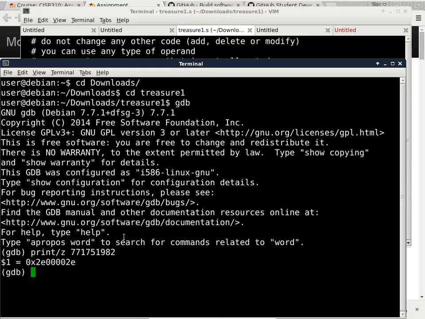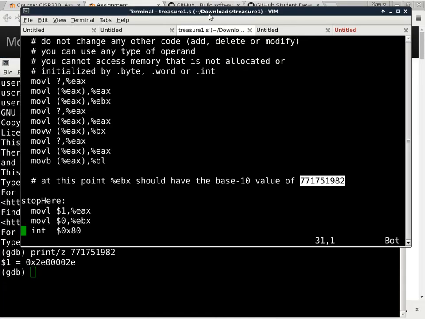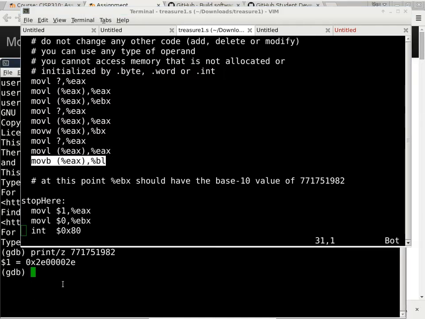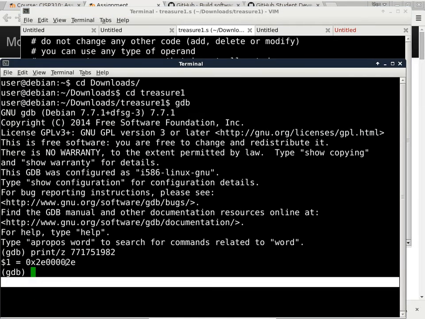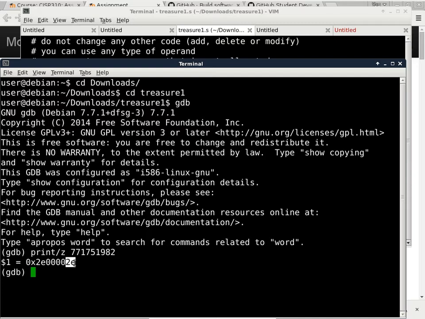Okay? So the way to do this homework assignment is to kind of work like a detective. So you start with a crime scene, and then you work your way back to find out what happened, or what you can do to make this happen. So the last instruction is this one here. So the clue to this one is, okay, what do we need to put into BL in order for EBX to end up with 2E as the least significant byte?